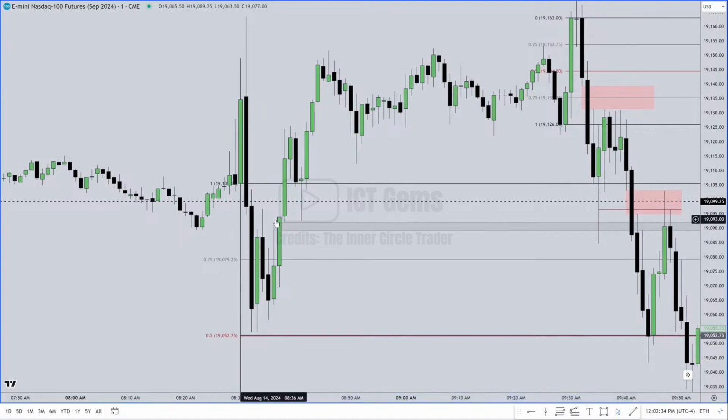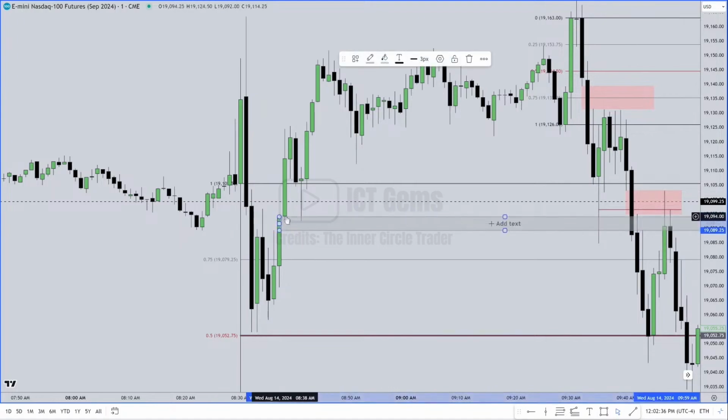Yeah, wonderful. But that's not the narrative. The narrative is you have a balanced price range here inside of a fair value gap. So that's why the market goes down to that level there and sends it higher.